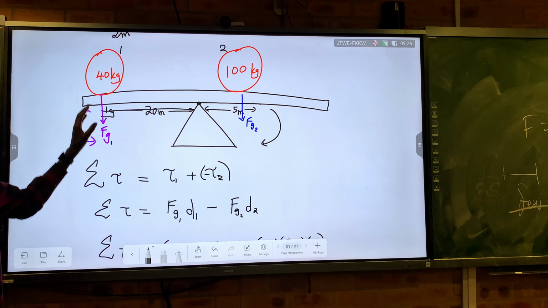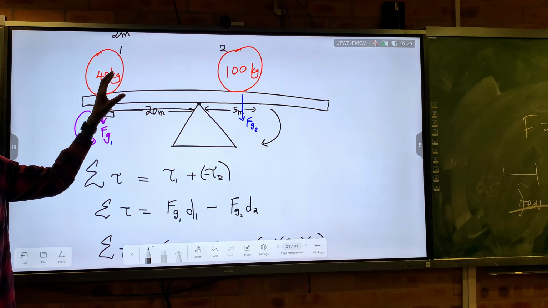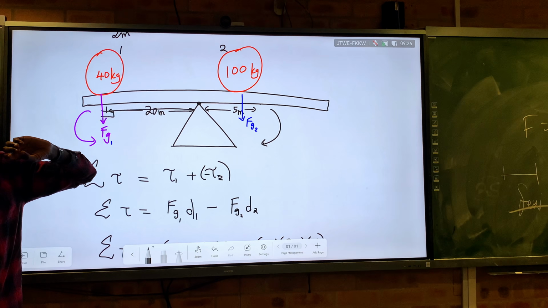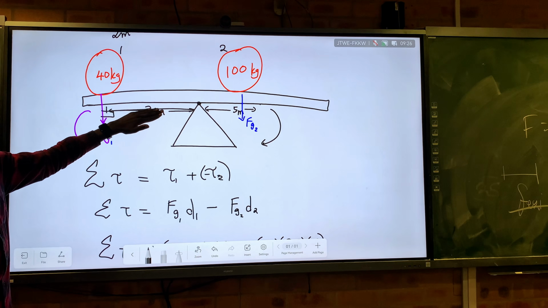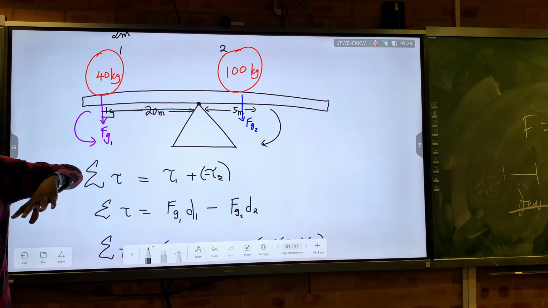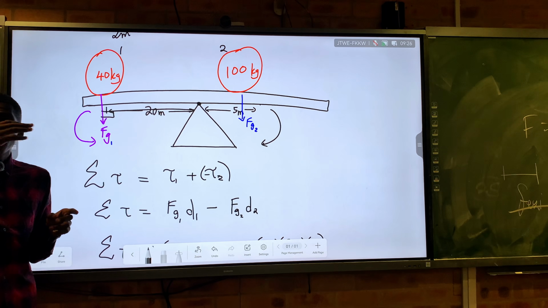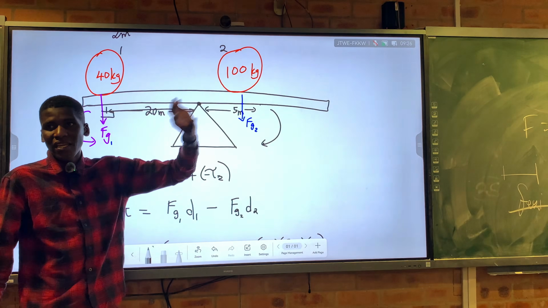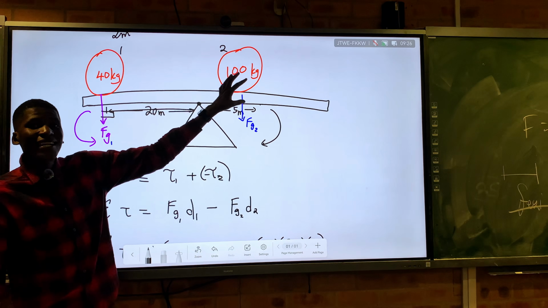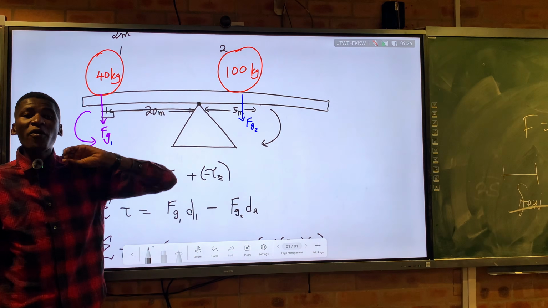It's just because of the relationship between the mass and the distance. So if you increase the distance and you combine that with the force such that the torque is bigger, the torque becomes larger. But look, this one is a lighter object, this one is a heavier object.